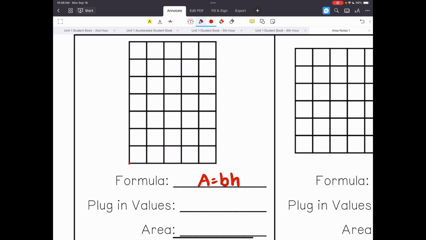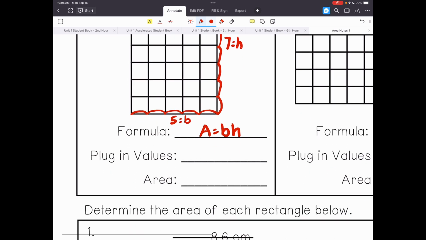So let's count my base, 1, 2, 3, 4, 5 units. 5 is my base. And then my height, 1, 2, 3, 4, 5, 6, 7. So 7 is my height. Let's plug those values in. So my area is 5 is my base times 7 is my height. On your multiplication chart, put your finger on 5, put your finger on 7, bring them together, and we get 35. So my final area is 35 units squared.